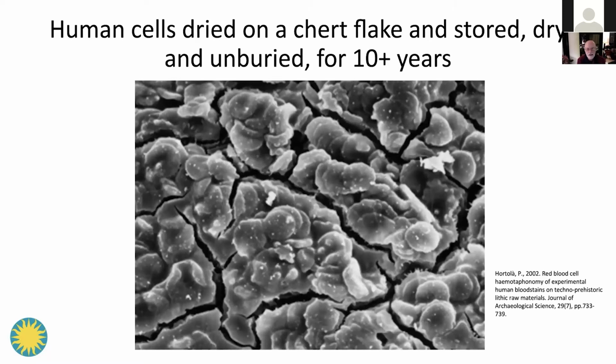Let's start at the shallowest of time. About 20 years ago, a scientist in Spain took some blood and smeared it on a rock and put it on a shelf in his lab. Ten years later, he came back and looked at the rock under a scanning electron microscope. And this is what he saw: essentially mummified erythrocytes, or red blood cells.